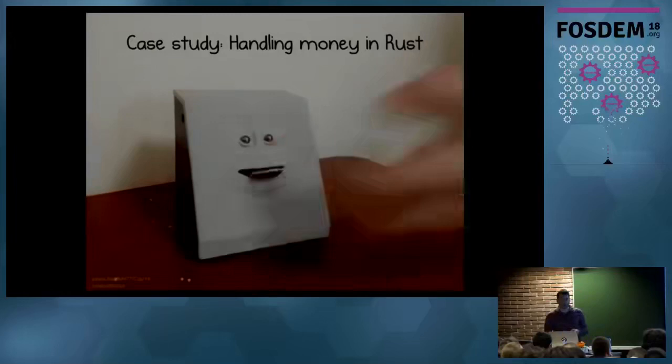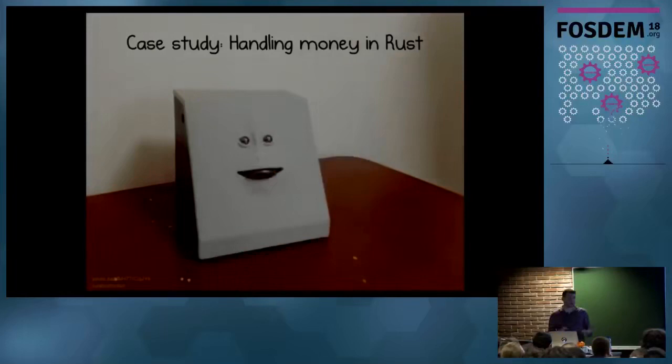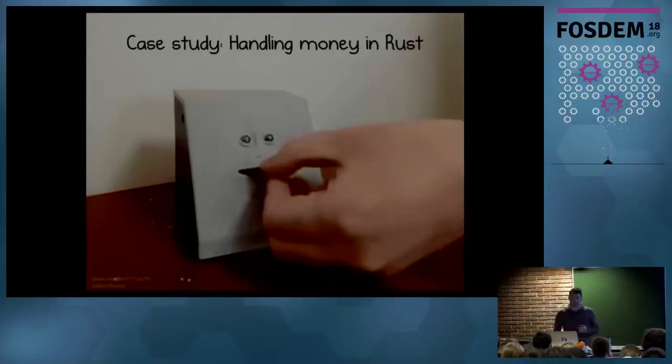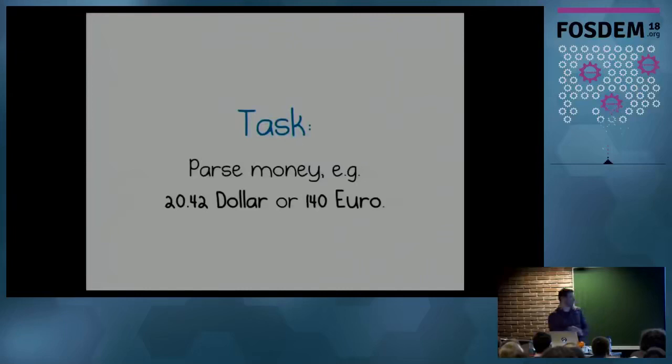So we think about a data object. How does a data object look like, and how does the compiler help us, guiding us along towards something that is more convenient to use and feels very natural? So the task is parse money. What can go wrong? Let's parse some money. So $20, 42 cents, or 140 euros. This is our task for the next couple minutes.